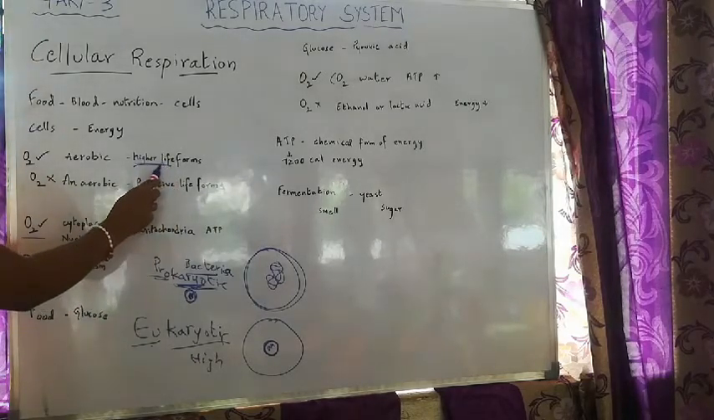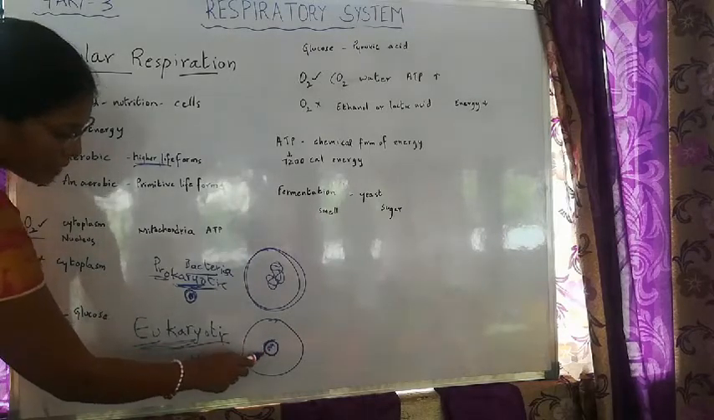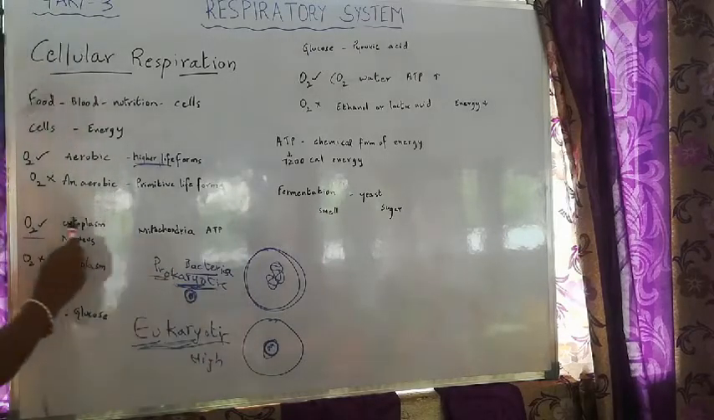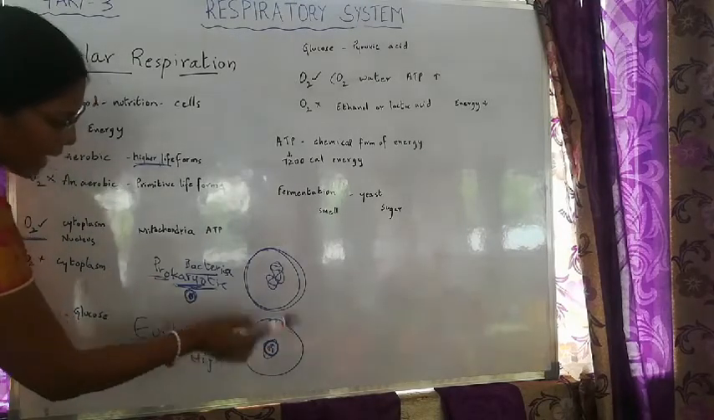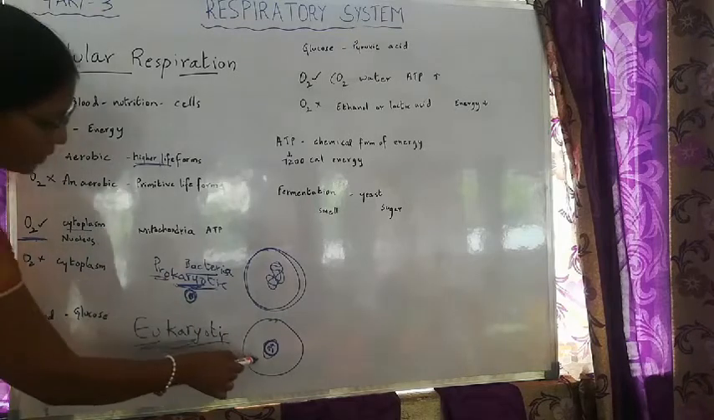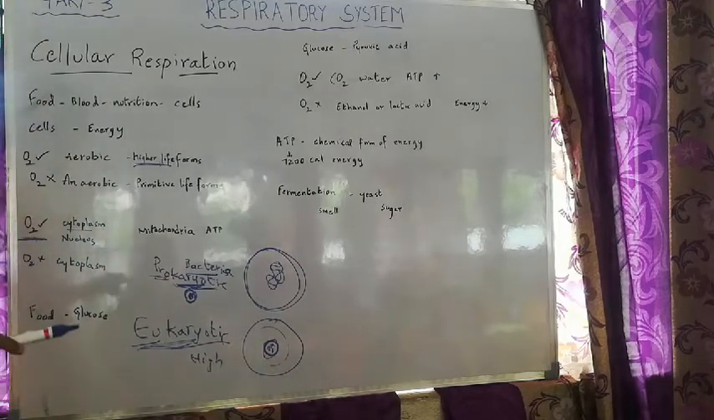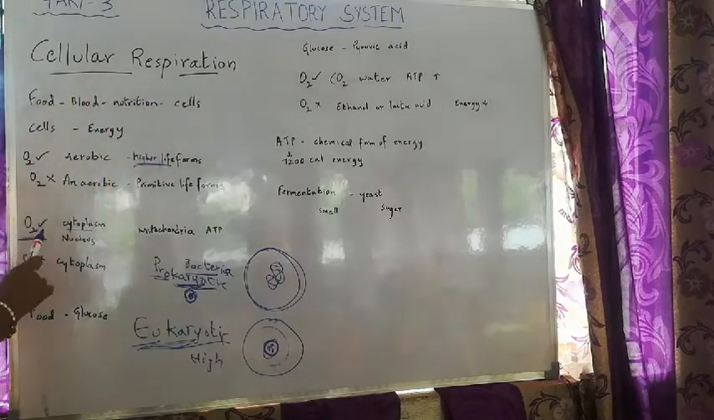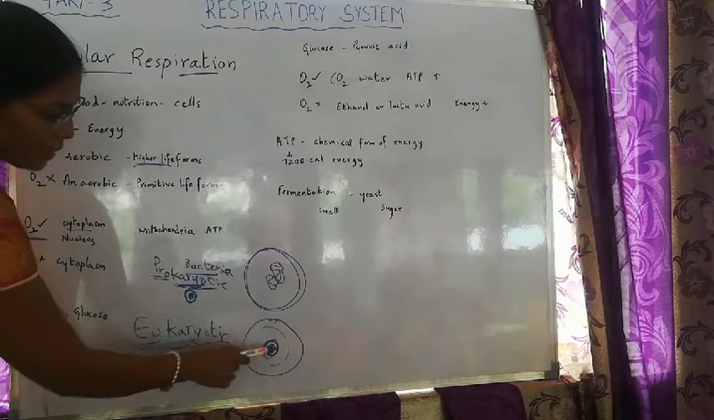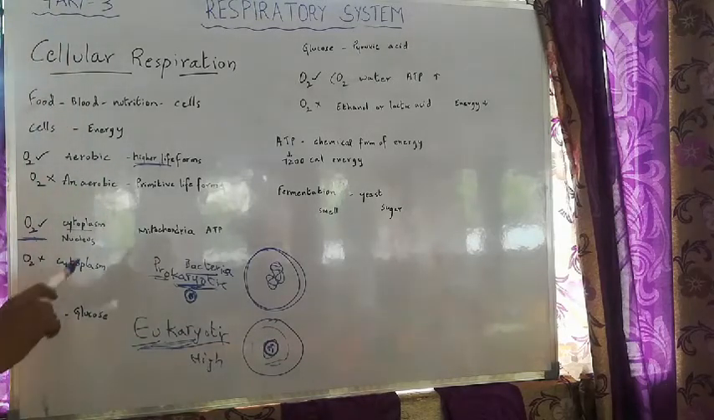What are higher life forms called? Eukaryotes. What are eukaryotes having? A distinct nucleus. That is why aerobic respiration happens inside the nucleus as well as in the cytoplasm. So, aerobic respiration, where is the location? Aerobic cellular respiration takes place in the cytoplasm and also inside the nucleus.